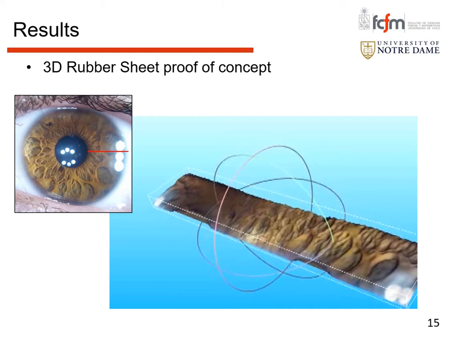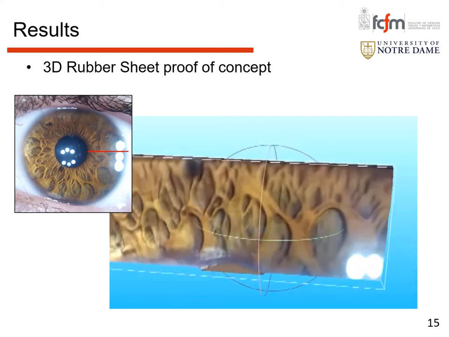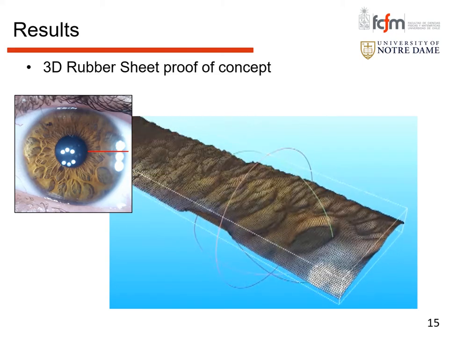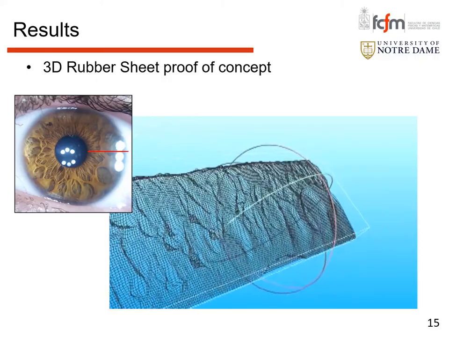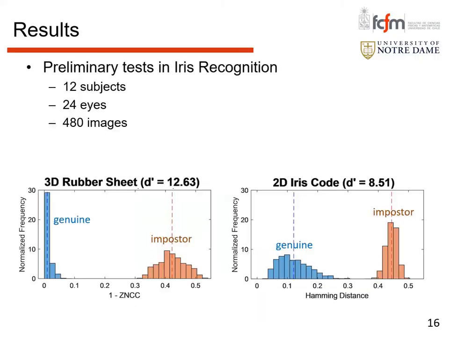We also produced a 3D rubber sheet model as a proof of concept. The 3D rubber sheet has the same information as a 2D rubber sheet in the XY plane. However, there is additional information in the Z-axis to be exploited.